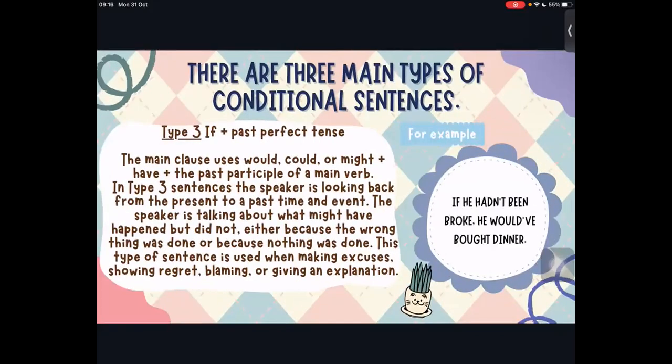Type 3. If plus past perfect tense, use would, could, or might plus have plus past participle of a main verb. In this type, the speaker is looking back from the present to a past time, an event. This is talking about what might have happened but did not, either because the wrong thing was done or because nothing was done. Used when making excuses, showing regret, blaming, or giving an explanation. For example, if he hadn't been broke, he would have brought dinner.